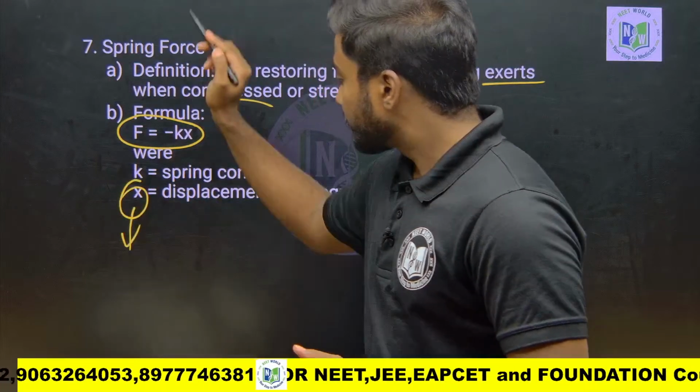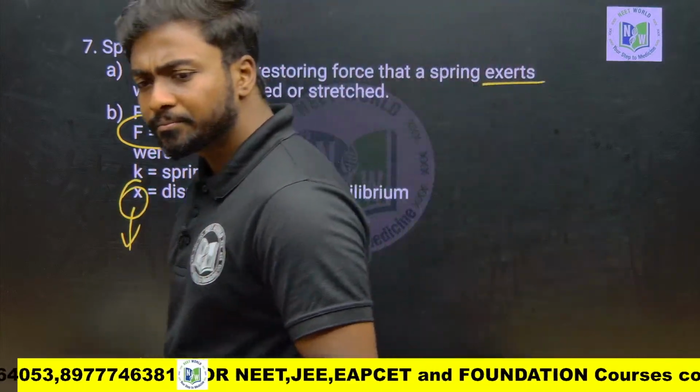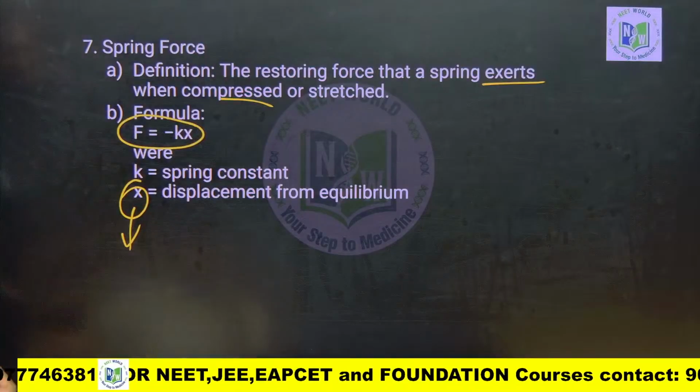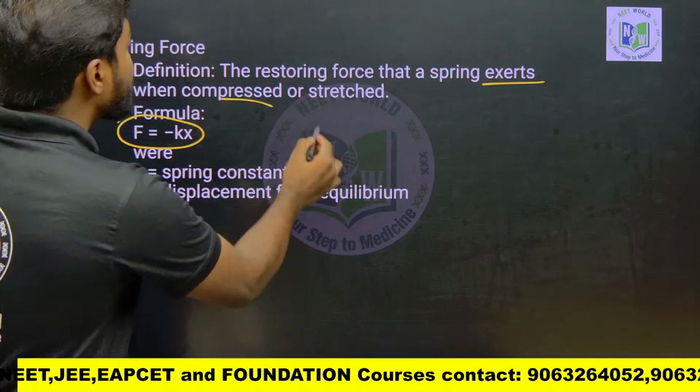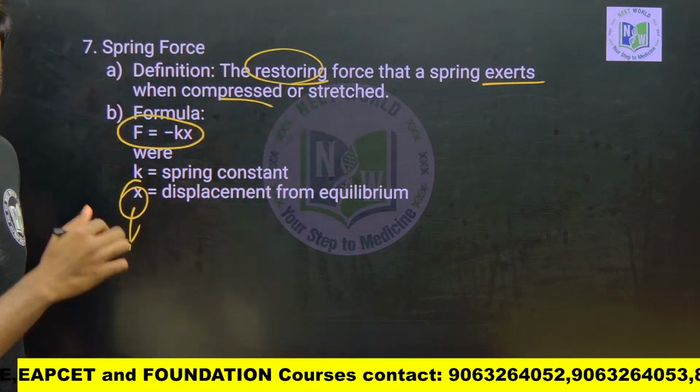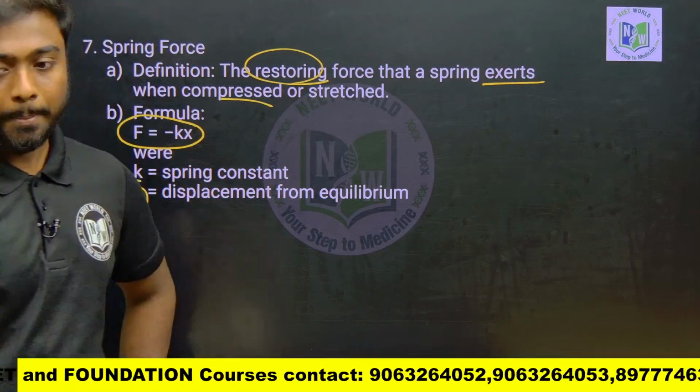But why minus? Which one? F equals minus kx. Why is it minus? Because it is a restoring force, no? It acts in the opposite direction. That's why it is minus. Fine.